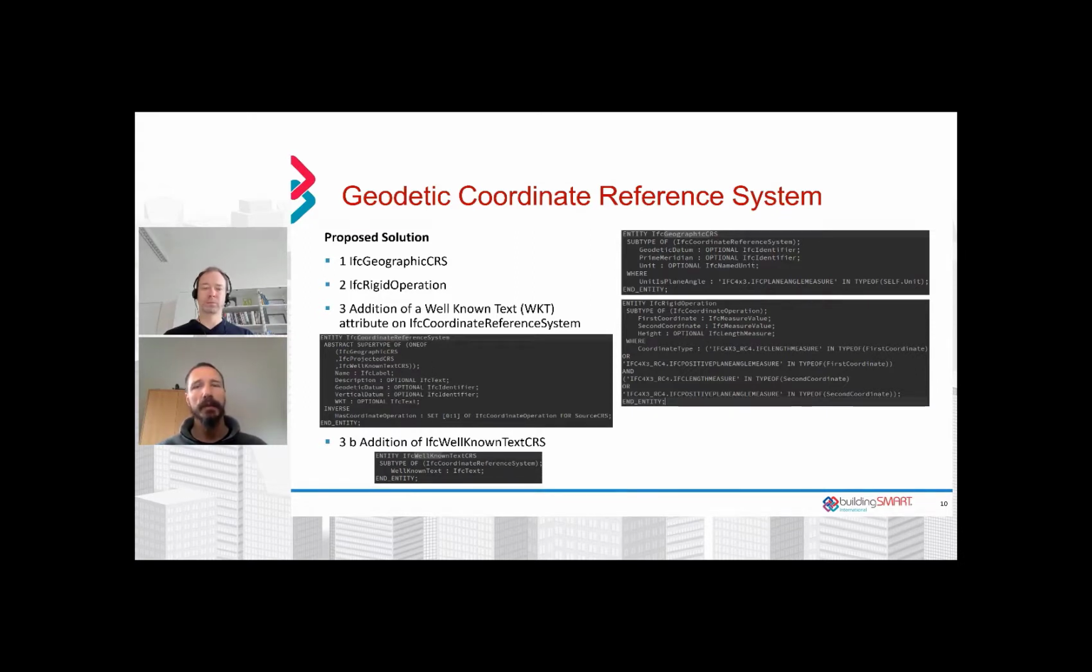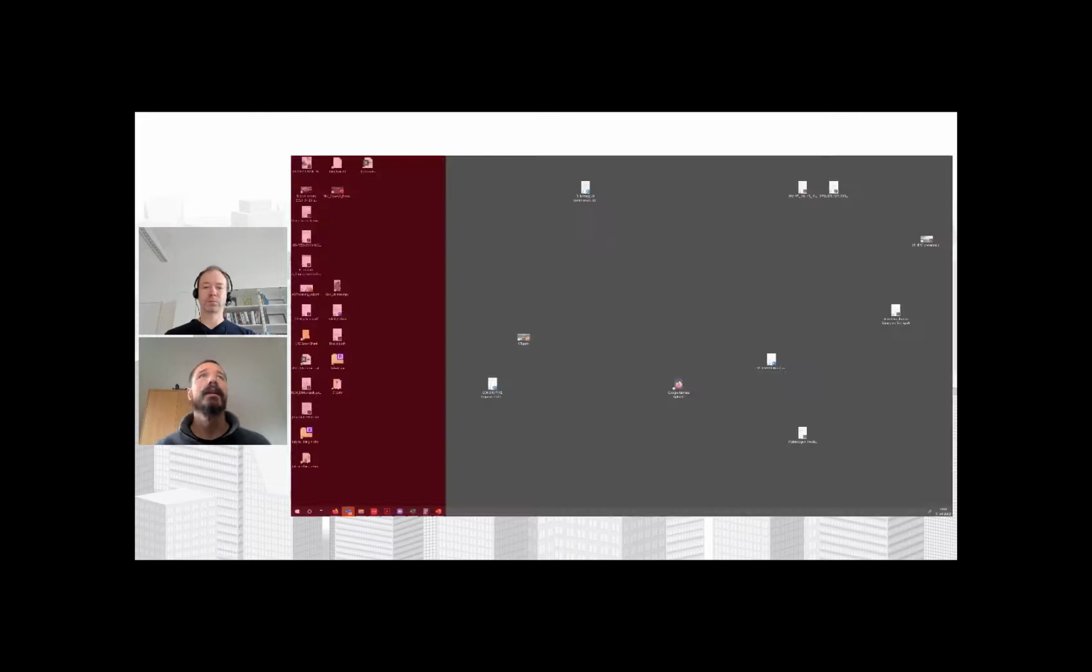So for this purpose, we introduced the IFC geographic CRS, which features a geodetic datum, and of course it defines a prime meridian, which is in our case usually the Greenwich meridian, and also defines a unit that's used in this geographic CRS. There's also a couple of where rules that we already had to define on these entities, such as, for example, that the unit is a plane angle in our geographic CRS.